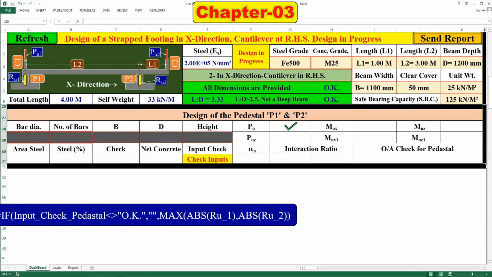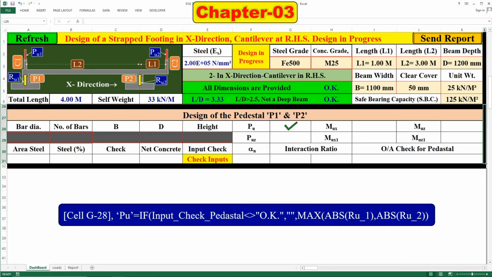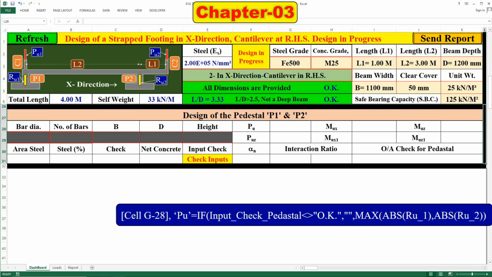Now, on the screen, it is the Excel formula for the load on pedestal P_U. In cell G28, we are going to type this formula. The defined name of the cell is PU_COL. Excel will first verify input_check_pedestal. If it is not OK, the cell will remain blank. Otherwise, the value of P_u will be the maximum absolute value of Ru_1 and Ru_2.